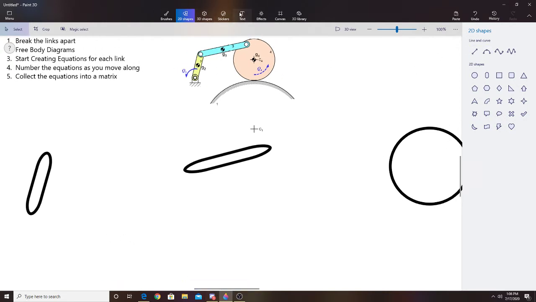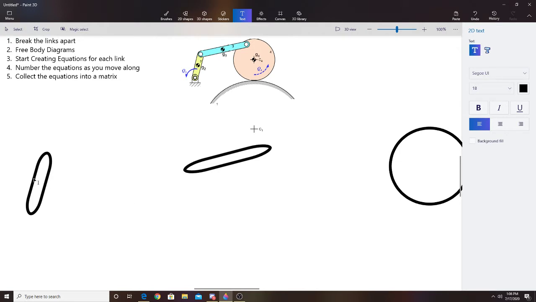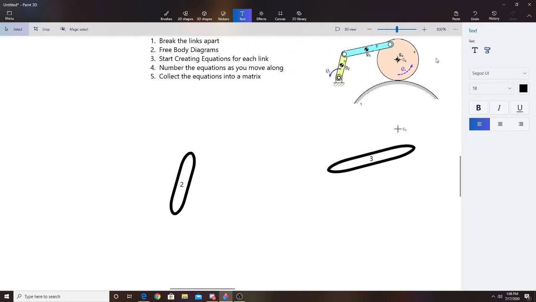Link 2 is right here. And link 3. Nope, not 4. 3. Okay, we're not doing a very good job here. And 4. Alright, so link 2, which is this one right here, link 3, this one, and link 4 is the big circle up there. So we're going to start with link 2 as usual.